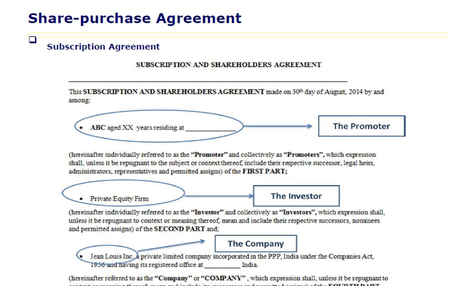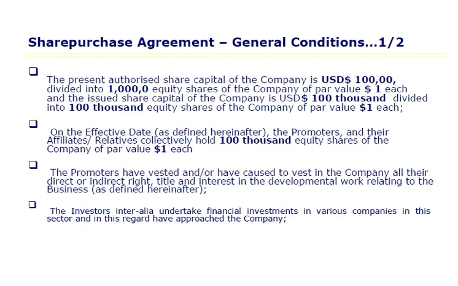The second part is the company. It's June Layers Inc., a private limited company incorporated under the Companies Act 1956 and registered office at the India location. Now let me refer to the present authorized share capital of the company. It's USD 10,000, divided into 10,000 shares of rupees one, or you can say dollar one. And the issued share capital of the company is USD 100,000, divided into 100,000 equity shares of the company of the par value of rupees one.